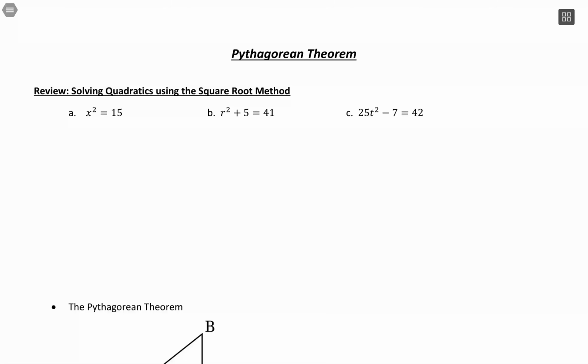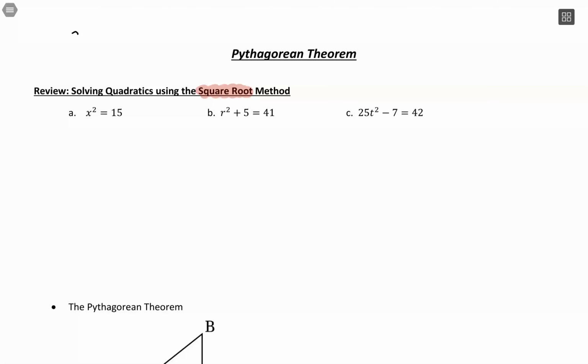In this video, we're going to talk about the Pythagorean Theorem and how it applies to right triangles. But before we can jump into that, let's review solving quadratics using the square root method. Since this will come up in solving right triangles, we'll need to know how we take something that's squared and remove that square. And really the answer to that is we're going to be taking the square root. Those work as opposites of each other.